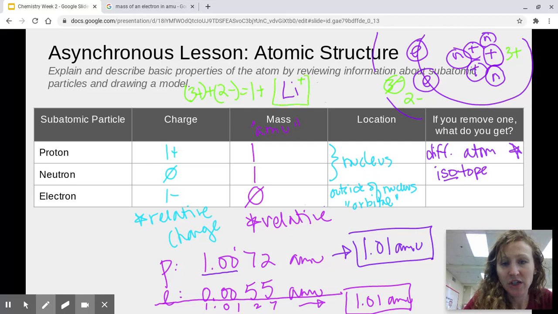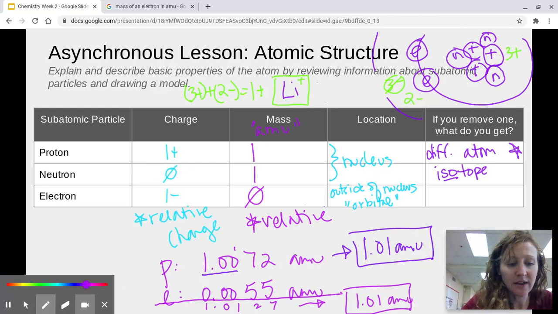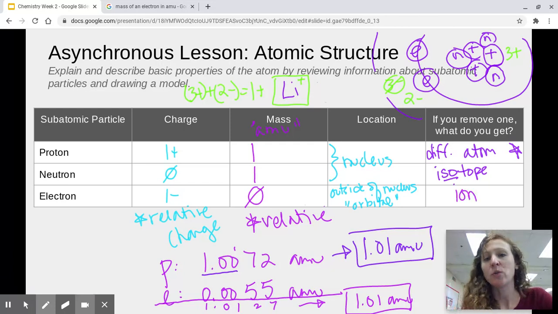We put charges on the symbol in the top right corner. And so what we call this is an ion. If you have the same element with a different charge, it's an ion.